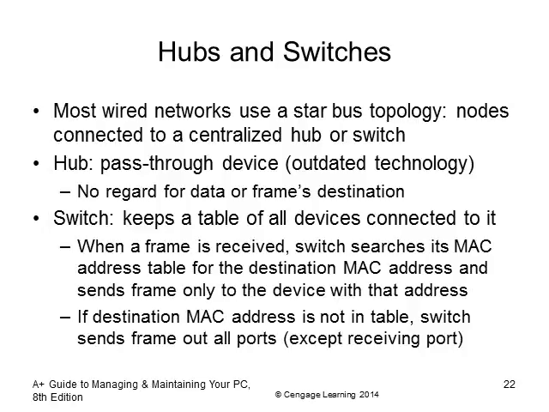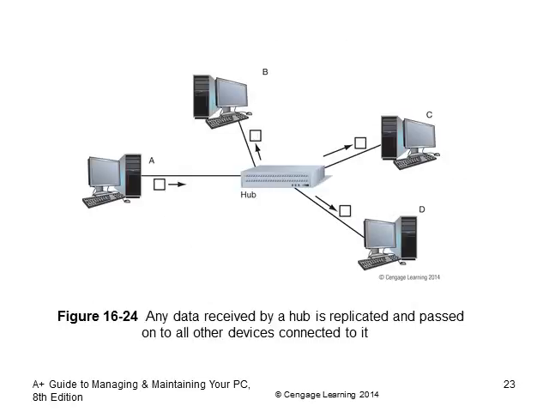Now, if the destination MAC address is not in the table, then the switch will send the frame out to all of the ports except for the receiving port. So here is a diagram. Any data received by a hub is replicated and passed on to all devices connected to it.